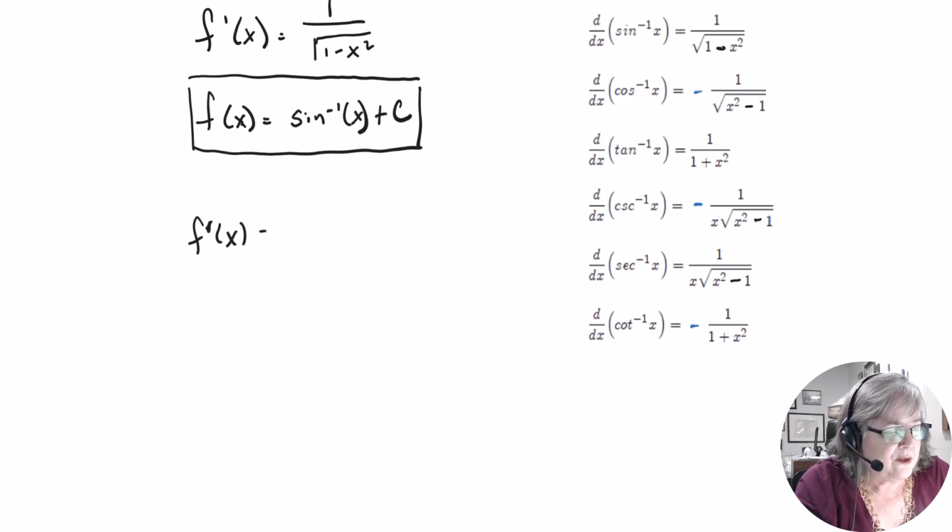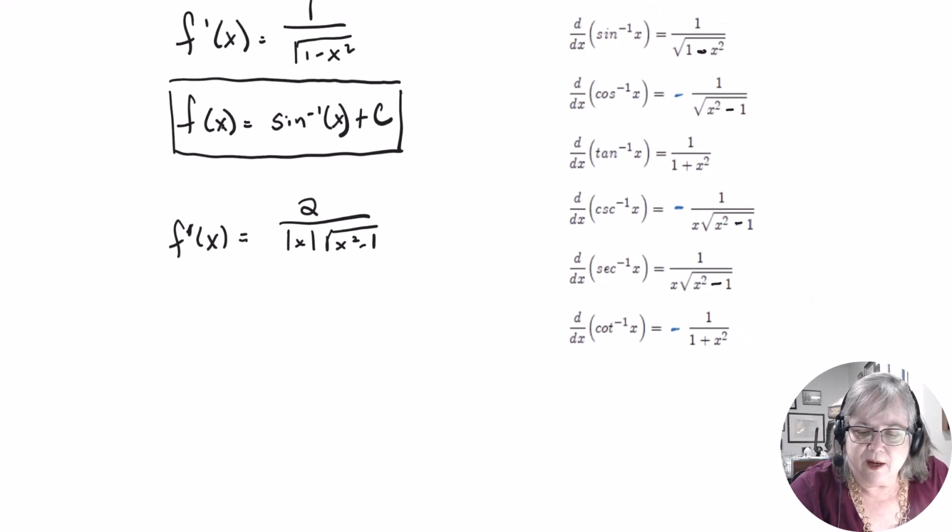So if I tell you I took the derivative of something, I ended up with 2 over the absolute value of x times the square root of x squared minus 1. And you look through here and you go, well, okay, I can find this x. And remember, when we first did these, we had restrictions on the domain, so we didn't need to put the absolute value in there. So here's the absolute value of x, here's the square root of x squared minus 1, but there's a 1 on top, there's not a 2.